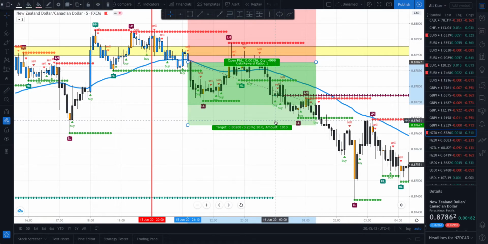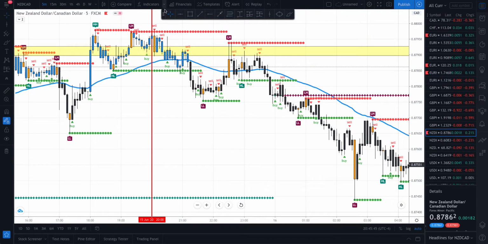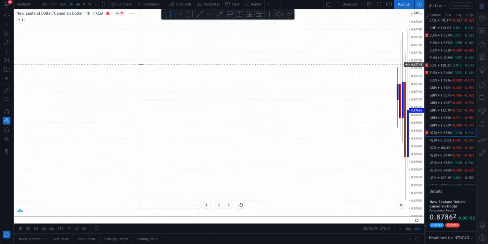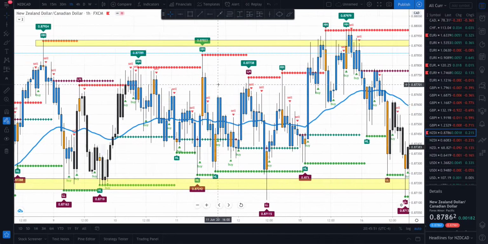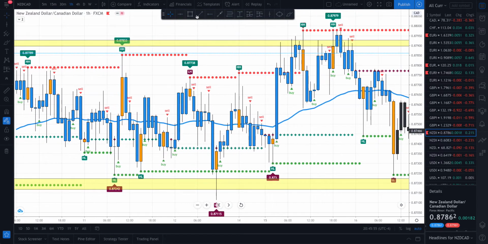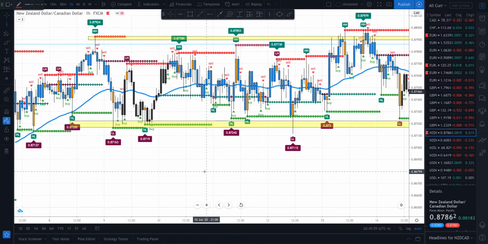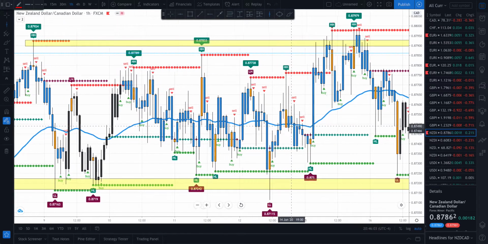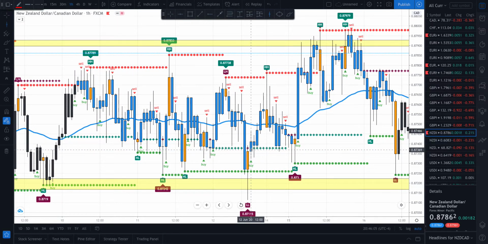Okay, so let's do that again. We're going to get rid of this vertical line tool just to clear the chart. And we'll do a buy this time. It's a pretty simple strategy. So as you can see, we've come down. We're back in our zone. We touched our zone here, and oh look, the next candle says to buy.